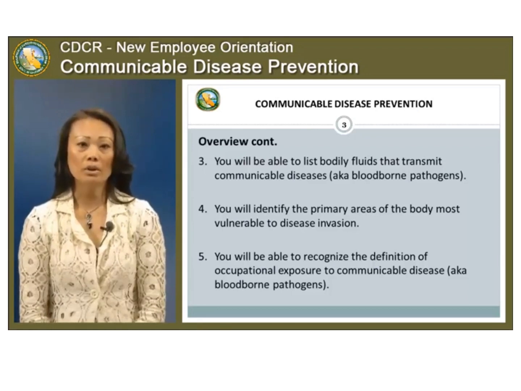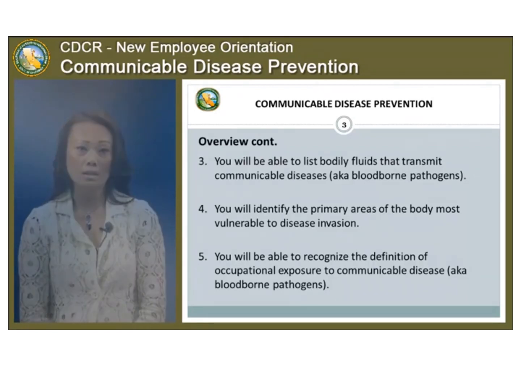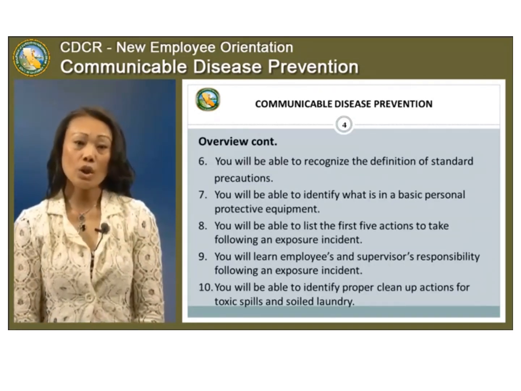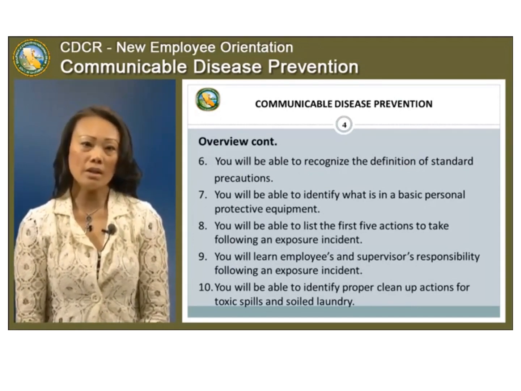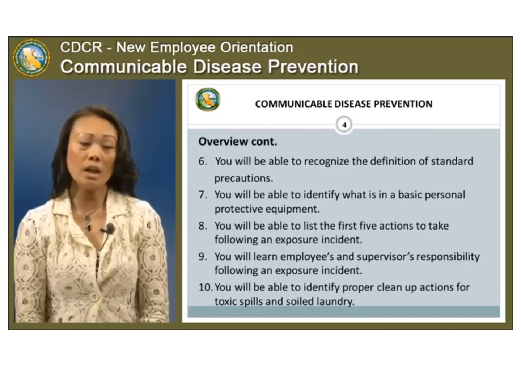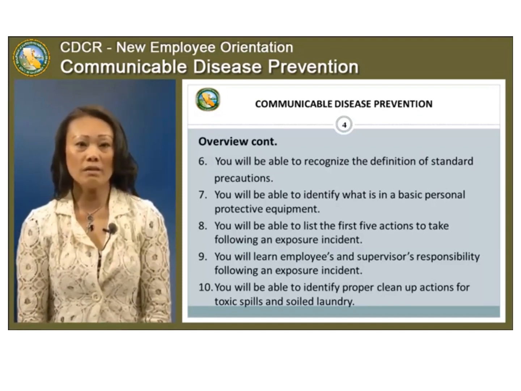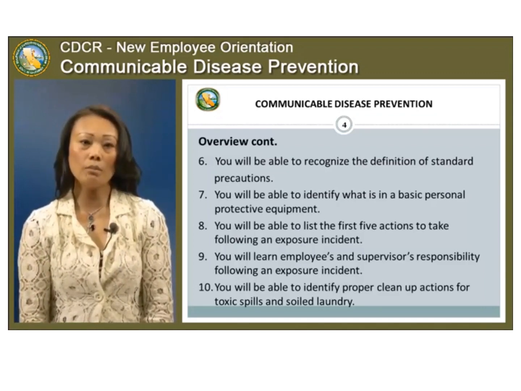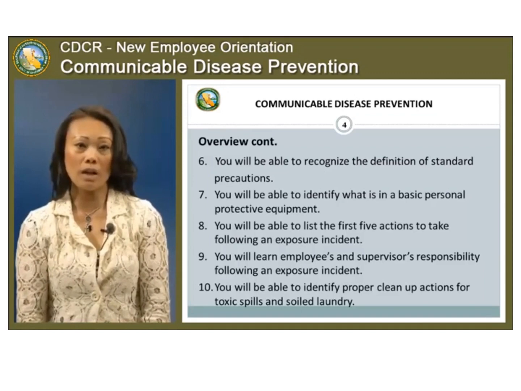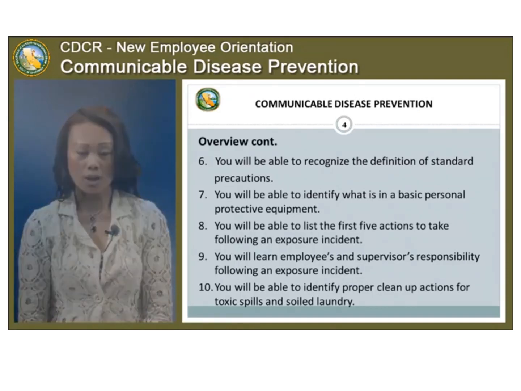5. You will be able to recognize the definition of occupational exposure to communicable disease. 6. You will be able to recognize the definition of standard precautions. 7. You will be able to identify what is in a basic personal protective equipment. 8. You will be able to list the 5 actions to take following an exposure incident. 9. You will learn employees' and supervisors' responsibility following an exposure incident. 10. You will be able to identify proper cleanup actions for toxic spills and soiled laundry.